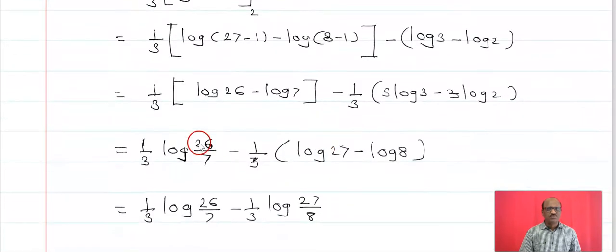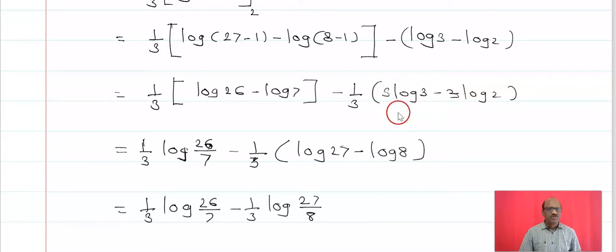Take 1 by 3 as common, then you will get 1 by 3 log of 26 upon 7 minus. Now in this case, we will adjust here 1 by 3. We have adjusted that 1 by 3. Is there 1 by 3 in this? No. 1 by 3, 3 log of 3 minus 3 log of 2.